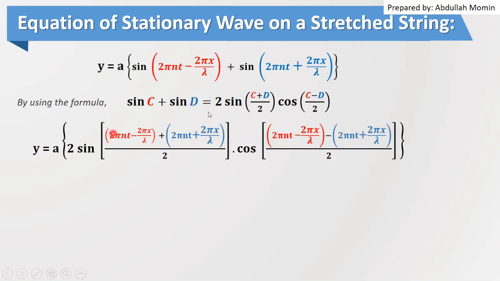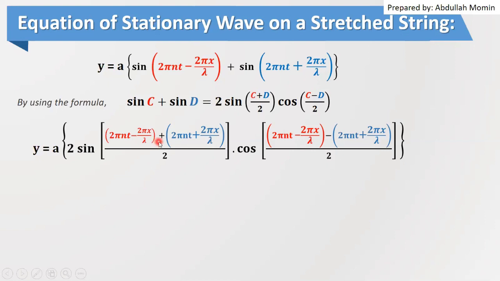This red bracket is your C. So 2 we have written as 2 only, sin we have written as sin, but instead of C we have written the whole red bracket, that is 2 pi nt minus 2 pi x upon lambda. This red bracket is C. This blue bracket is D. So (C plus D)/2 into cos (C minus D)/2. Now we are going to open the red bracket and blue bracket, and we are going to simplify this equation.